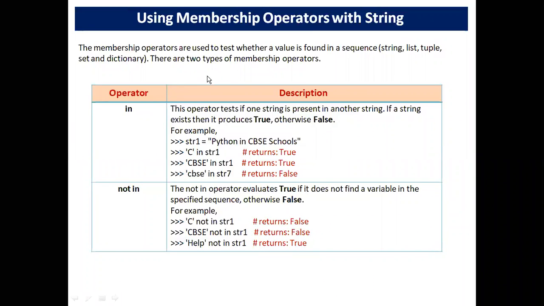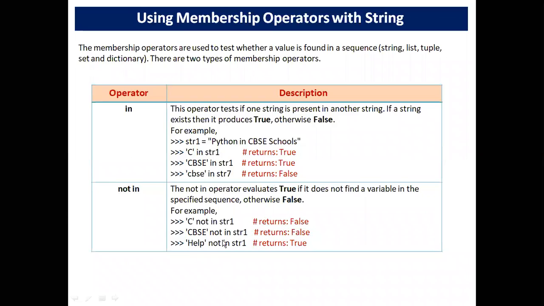Now, in and not in are the membership operators. Here we check whether a particular string which is asked for is present in the given string or not. I'm saying C in str1, which is present, so it is giving me true. Otherwise, if it is not present, it is going to give me false. And remember here, the concept is that Python differentiates between lowercase and uppercase characters. That is why capital C in str1, sorry, it should be str1, is going to give me false.